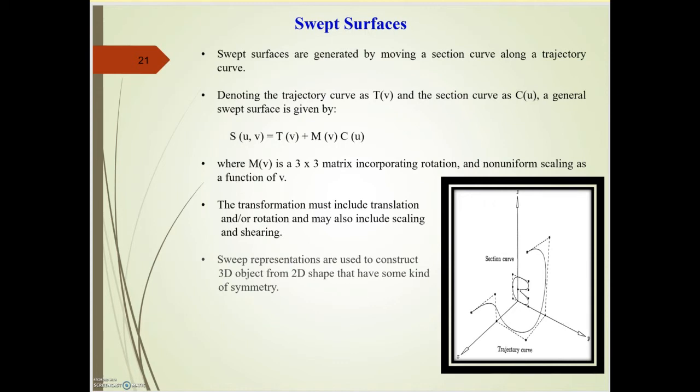So here from the figure we can see the trajectory curve and the section curve. And this M(V) can be a 3 by 3 matrix incorporating rotation and non-uniform scaling as a function of V. The transformation must include translation and/or rotation and may also include scaling and shearing. Generally, sweep representations are used to construct 3D objects from 2D shapes that have some kind of symmetry.